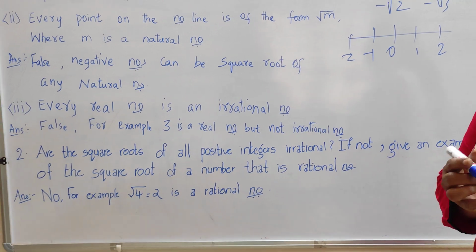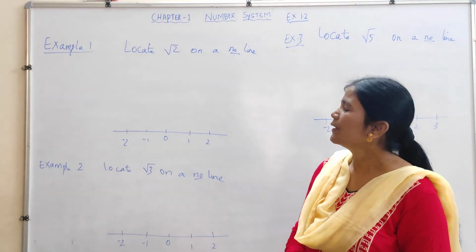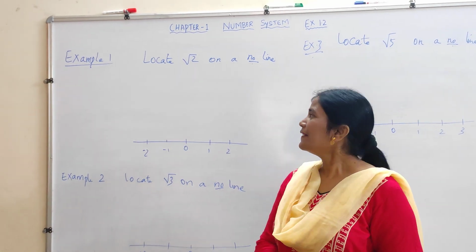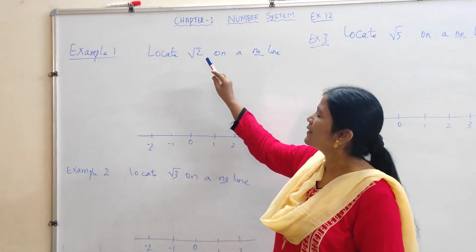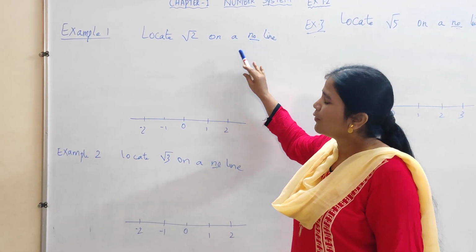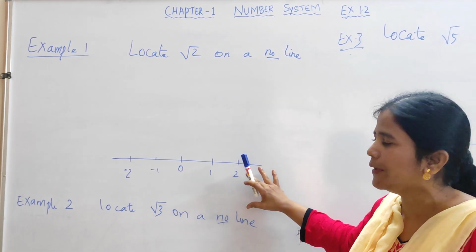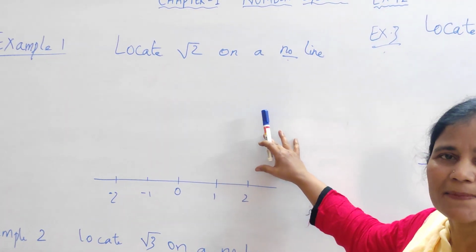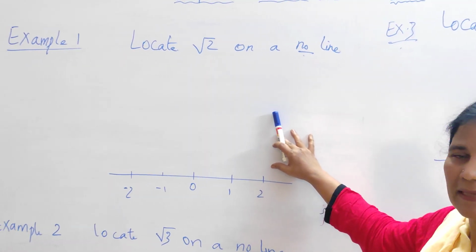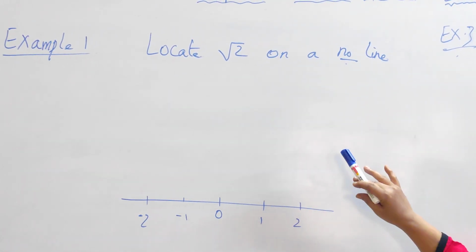So now let us go to the third question. Now before going to the third question, let us solve some examples given in the textbook. How to locate root 2 on a number line. Before doing it with the instruments, I will just explain roughly how to do it. With your instruments, I will explain it on paper once again. Just look at the board and see how I am doing.